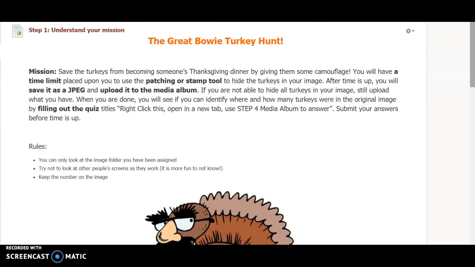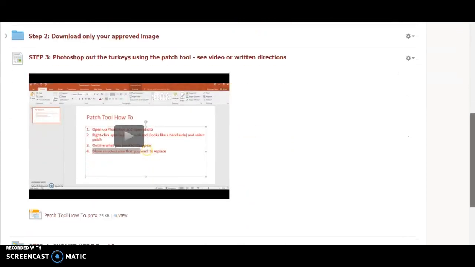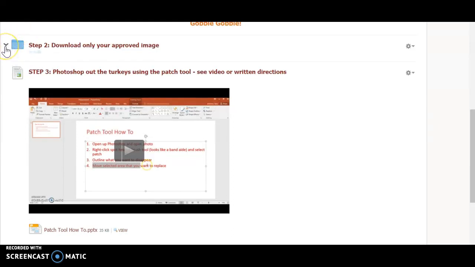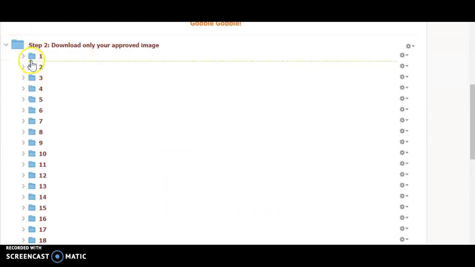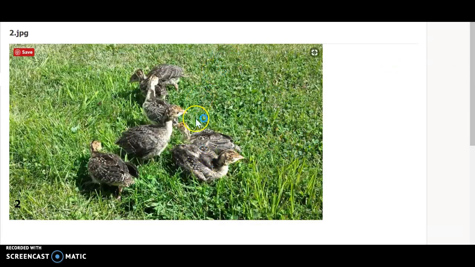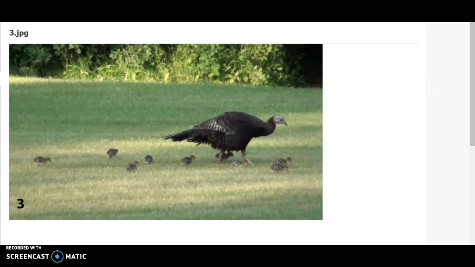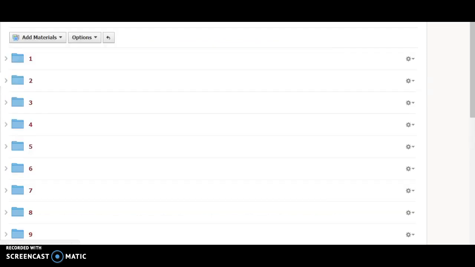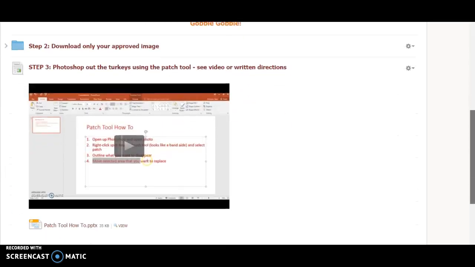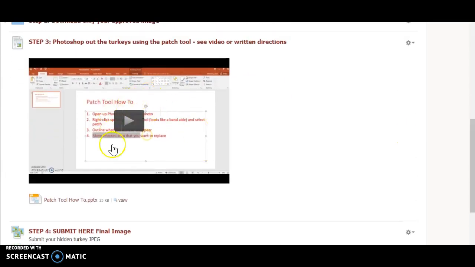So the first thing that I did is I really wanted to hide the images really well. So I numbered the students off. They had whatever number it was. And so each one of these JPEGs, they would grab this picture or whichever picture it was, and then they would use the patching tool. They had the option of either watching the video screencasting, or they could do the how-to steps in order to remove the turkeys.